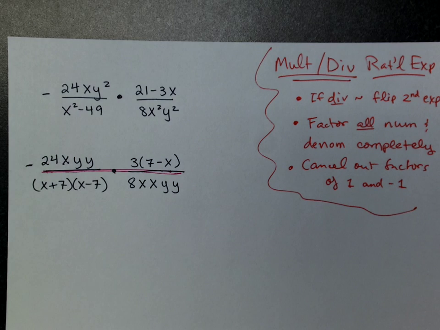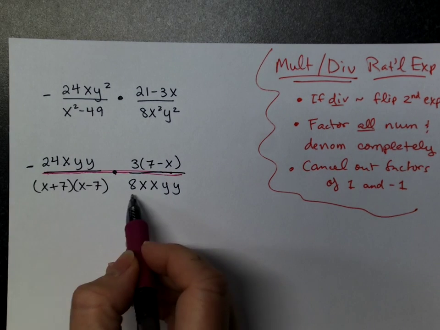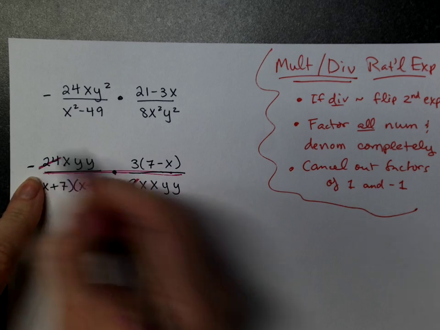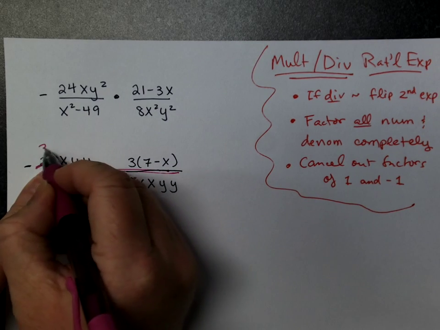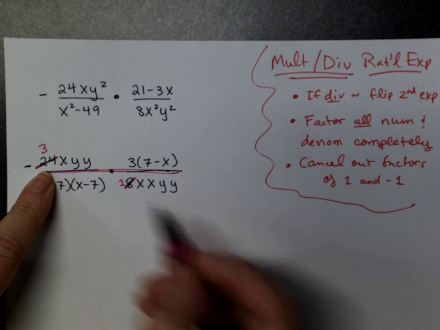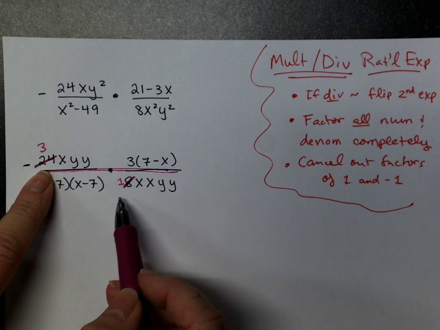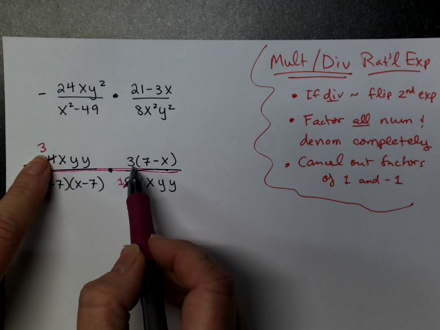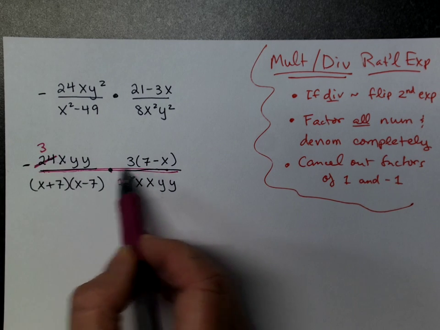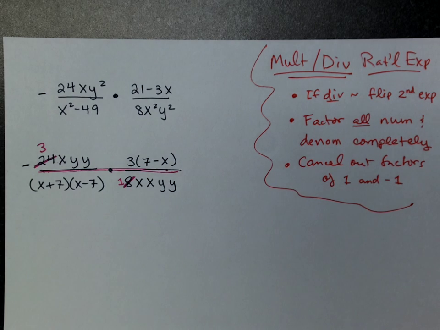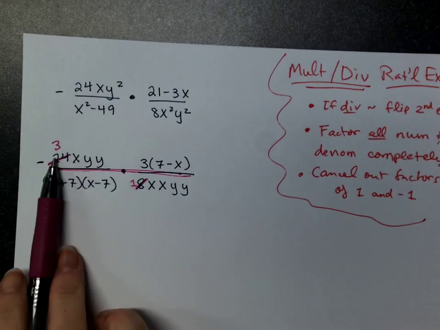Cancel out anything that matches. For example, the negative 24 and the 8. You can treat that like a fraction, right? That becomes negative 3 over 1. 24 over 8 is 3 over 1. Now, can I cancel out these 3's? No. Why not? Because they're both on top. Remember, one on top, one on bottom. Those 3's will actually be multiplied.